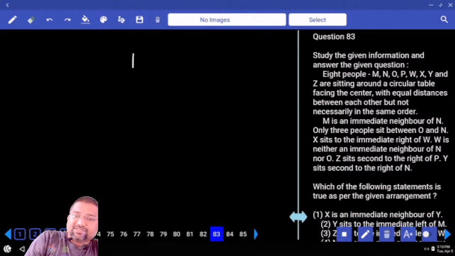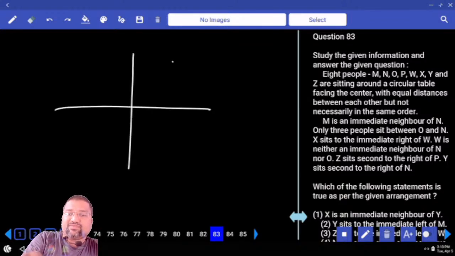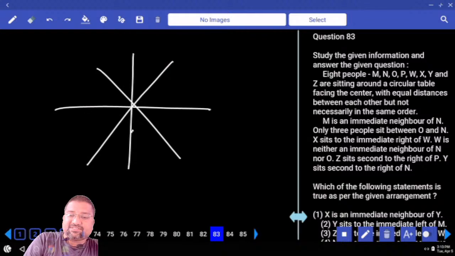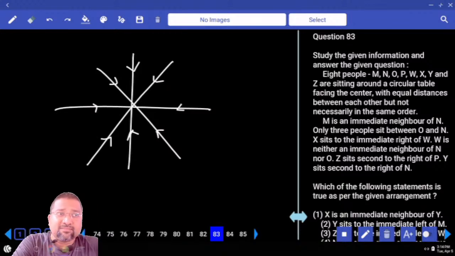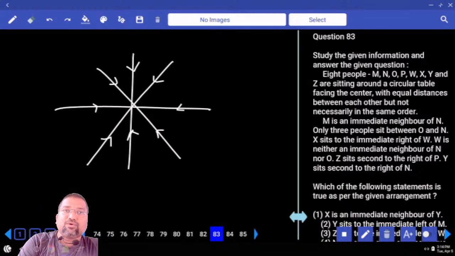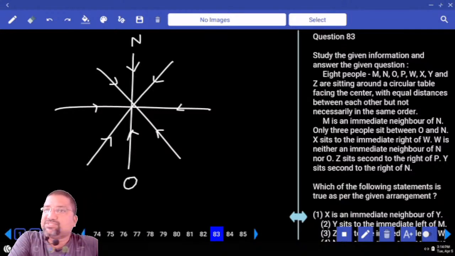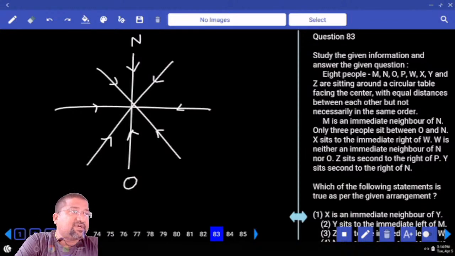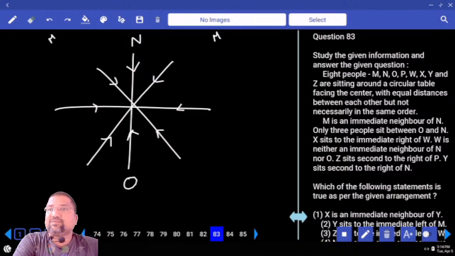8 members, all of them facing the center. M is an immediate neighbor of N, so we don't have clarity whether on the right side or left side. Only 3 people sit between O and N, which means opposite positions. And M is an immediate neighbor of N. Maybe this is M or this is M.